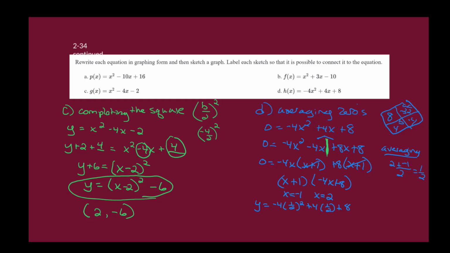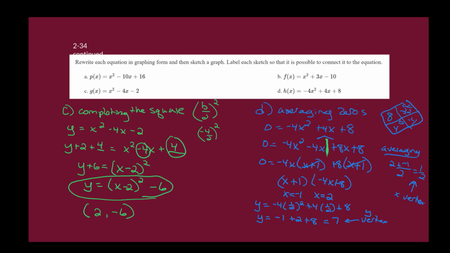Okay, well, 1/2 squared is 1/4. 1/4 times a negative 4 equals a negative 1. Then 4 times 1/2 is a positive 2. And then we have plus 8. Okay, so that means y equals 7. So that's the y of our vertex. And this is our x of the vertex.